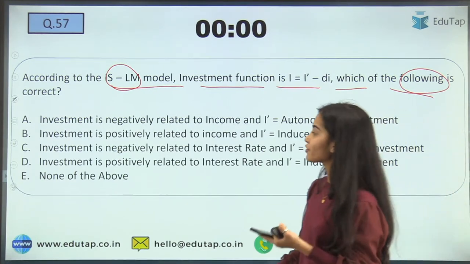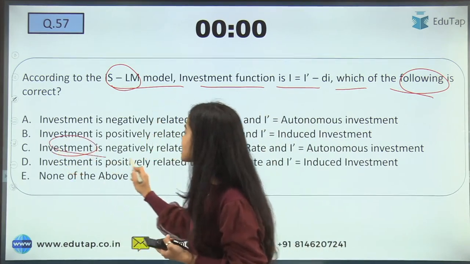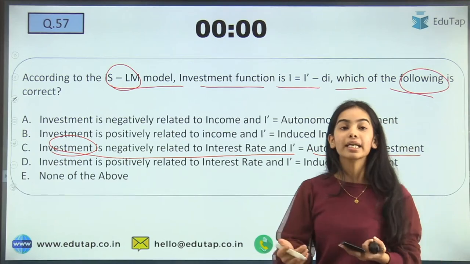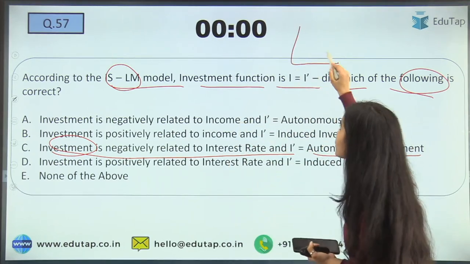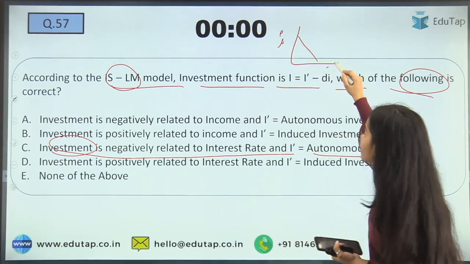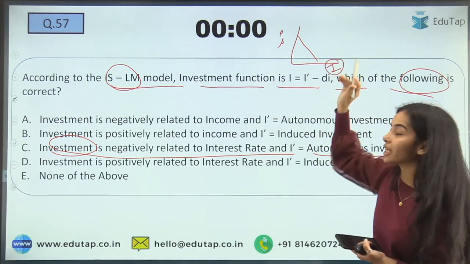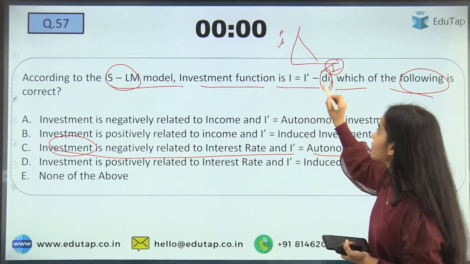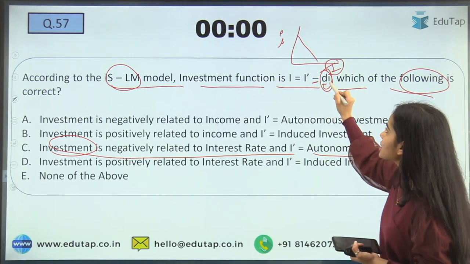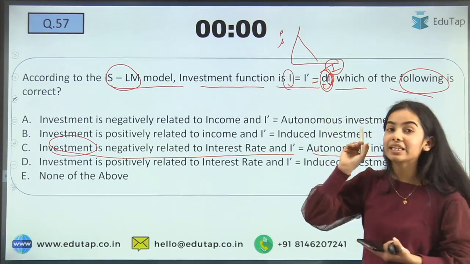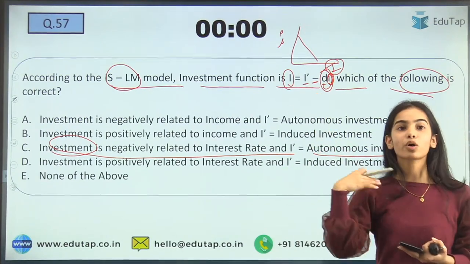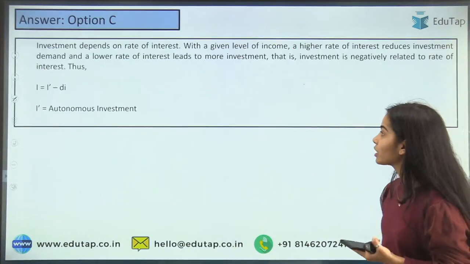Okay, I have got the answer from Ratna, and she is saying investment is negatively related to interest rate, and I is autonomous investment. So that is right, that in the ISLM model you have seen that investment and interest rate have a negative relation. That's why here you can see DI means with the interest rate investment have a negative relation. Okay, and this is autonomous investment that doesn't depend on any of the things.